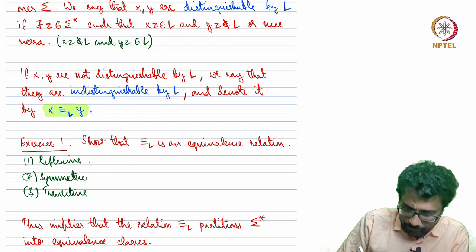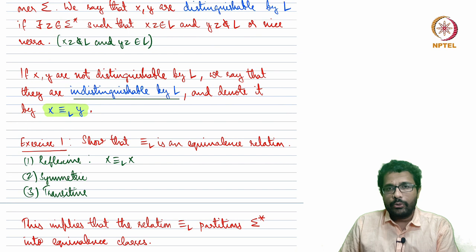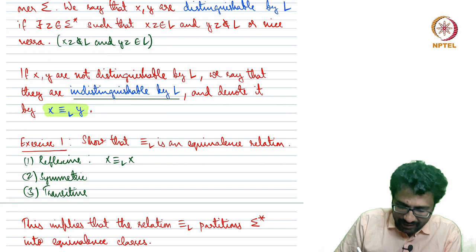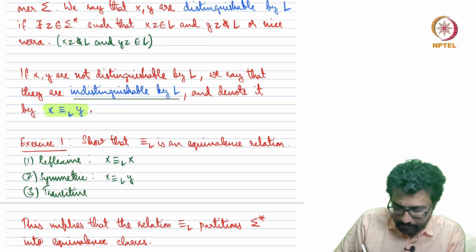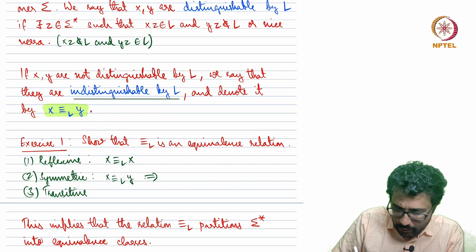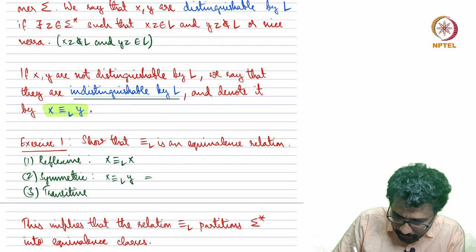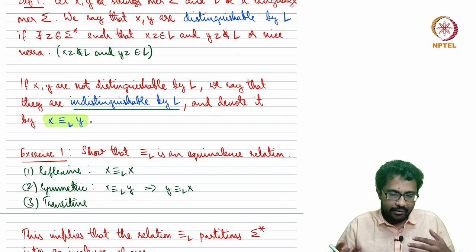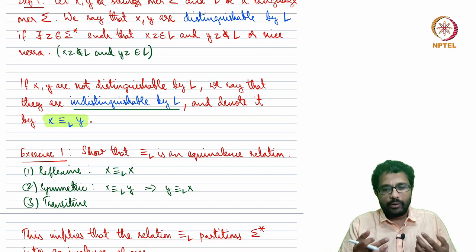Reflexive means X is equivalent to itself. This is trivial, you can just verify this. XZ is indistinguishable from itself: if XZ is in the language, XZ also has to be in the language. Symmetric is basically like commutativity. X equivalent to Y implies that Y is equivalent to X. This is also trivially true because X and Y play exactly the same role in the way we defined this. Even if you change the order of X and Y, it doesn't really matter. So this also easily follows.